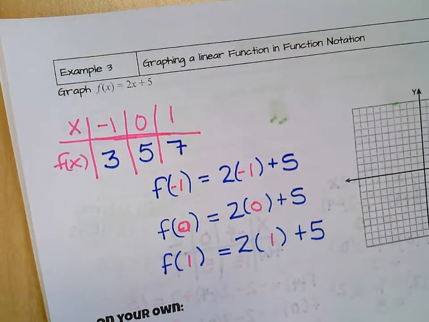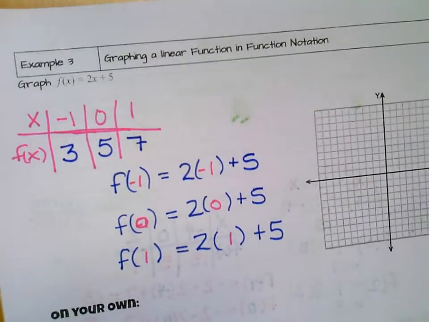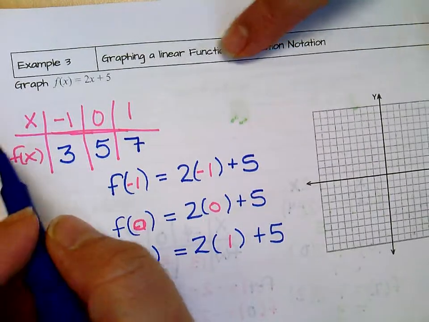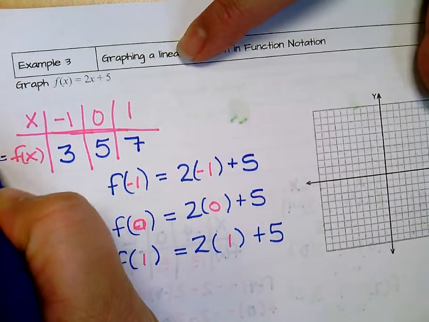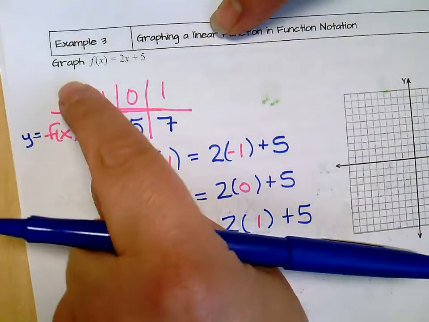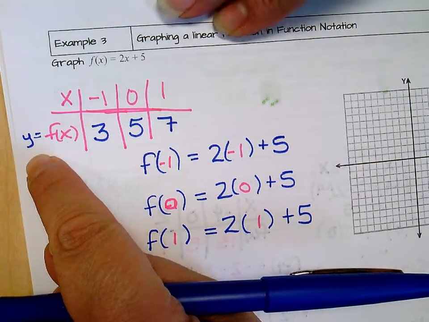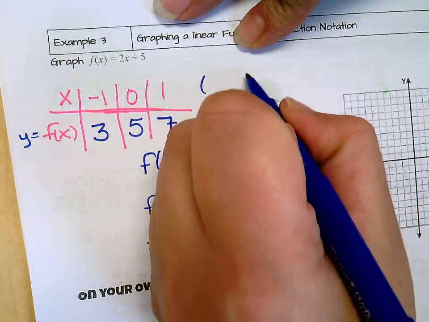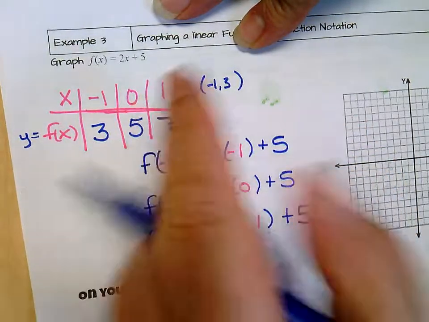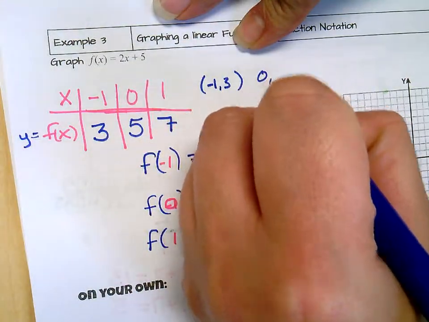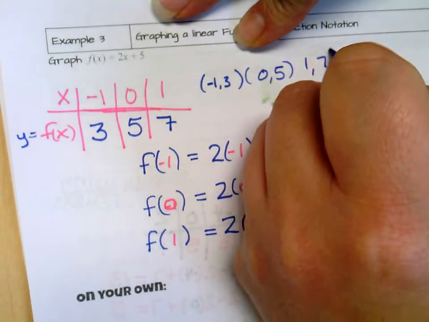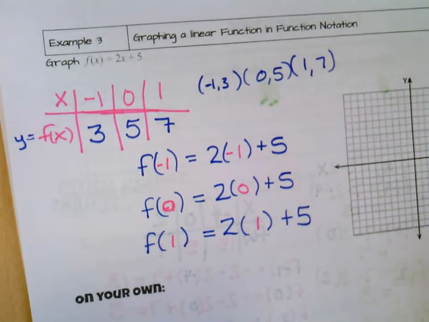All right, no problem. Now, to plot that, first of all, let's put these in some ordered pairs. Remember that f of x just equals y. So when I graph that, this is x and this is y, right? So if I had some ordered pairs, this would be -1, 3, 0, 5, and 1, 7. So those are my ordered pairs.